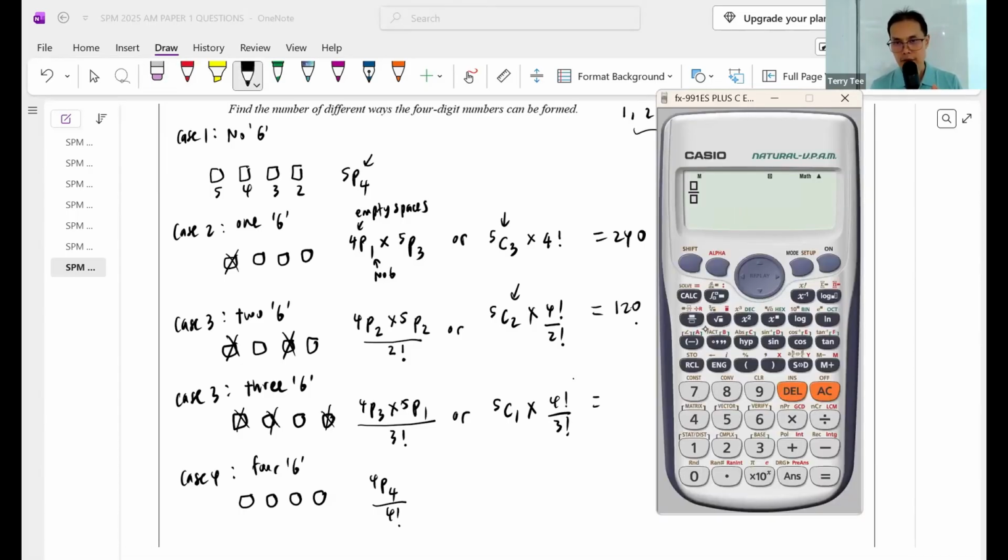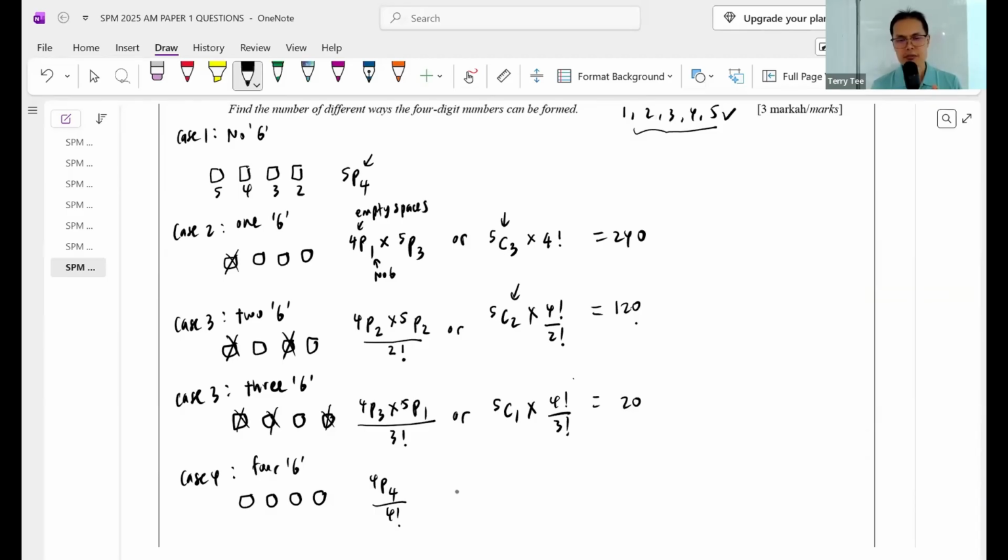I don't want to type so many. First one, 4 arrange 3, times 5 arrange 1 which is 5, divided by 3 factorial, which is 6. What am I getting? I'm getting 20, right? 5C1 is 5, and 4 factorial divided by 3 factorial is 4. If you don't believe me, I'll just type for you. I'm still getting 20, right? So both will yield the same answer.